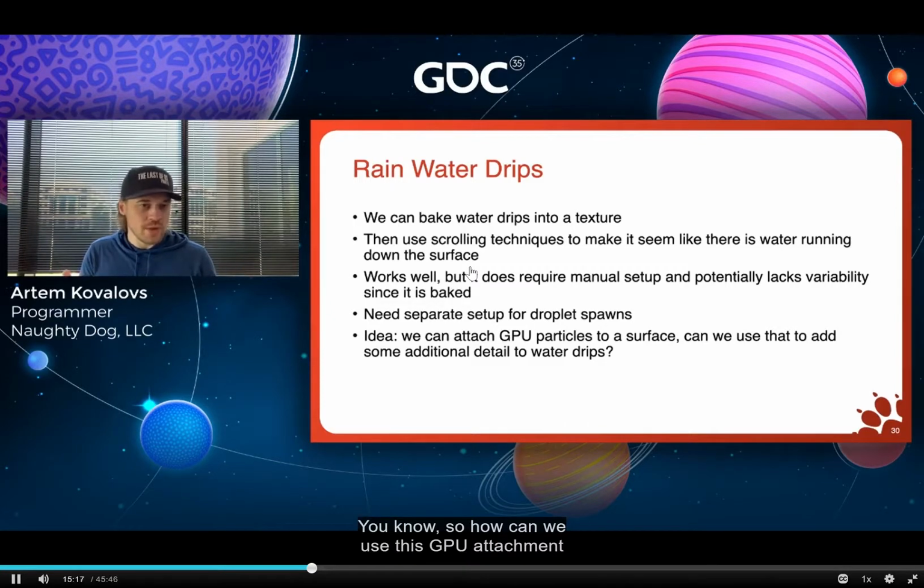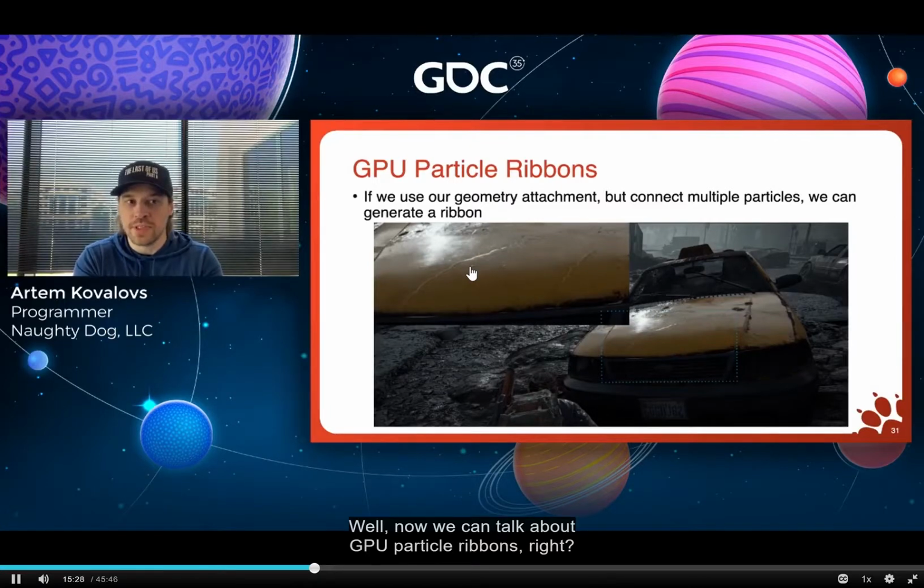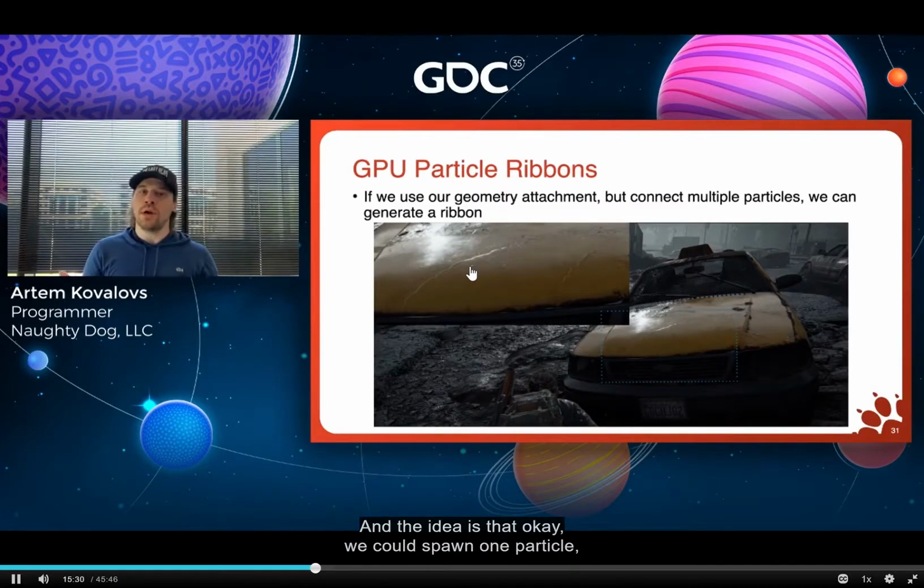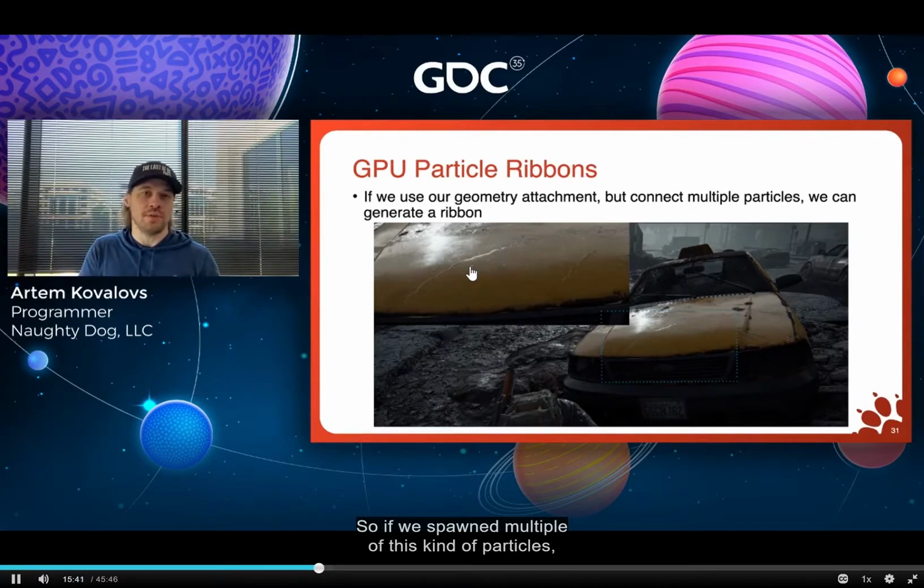So how can we use this GPU attachment and the GPU particles to enhance and maybe add a little bit more detail to this? Well, now we can talk about GPU particle ribbons, right? The idea is that we could spawn one particle, like in the case of rain splash, we spawned this particle and rain splash lived on the surface. It was pretty short-lived, but it did live on the surface attached, right? So if we spawn multiple of these particles, and we connect them together, we could form a string of particles, which we call a ribbon, and maybe we can orient them based on the normal of the geometry we're sitting on. And that will give us a ribbon.